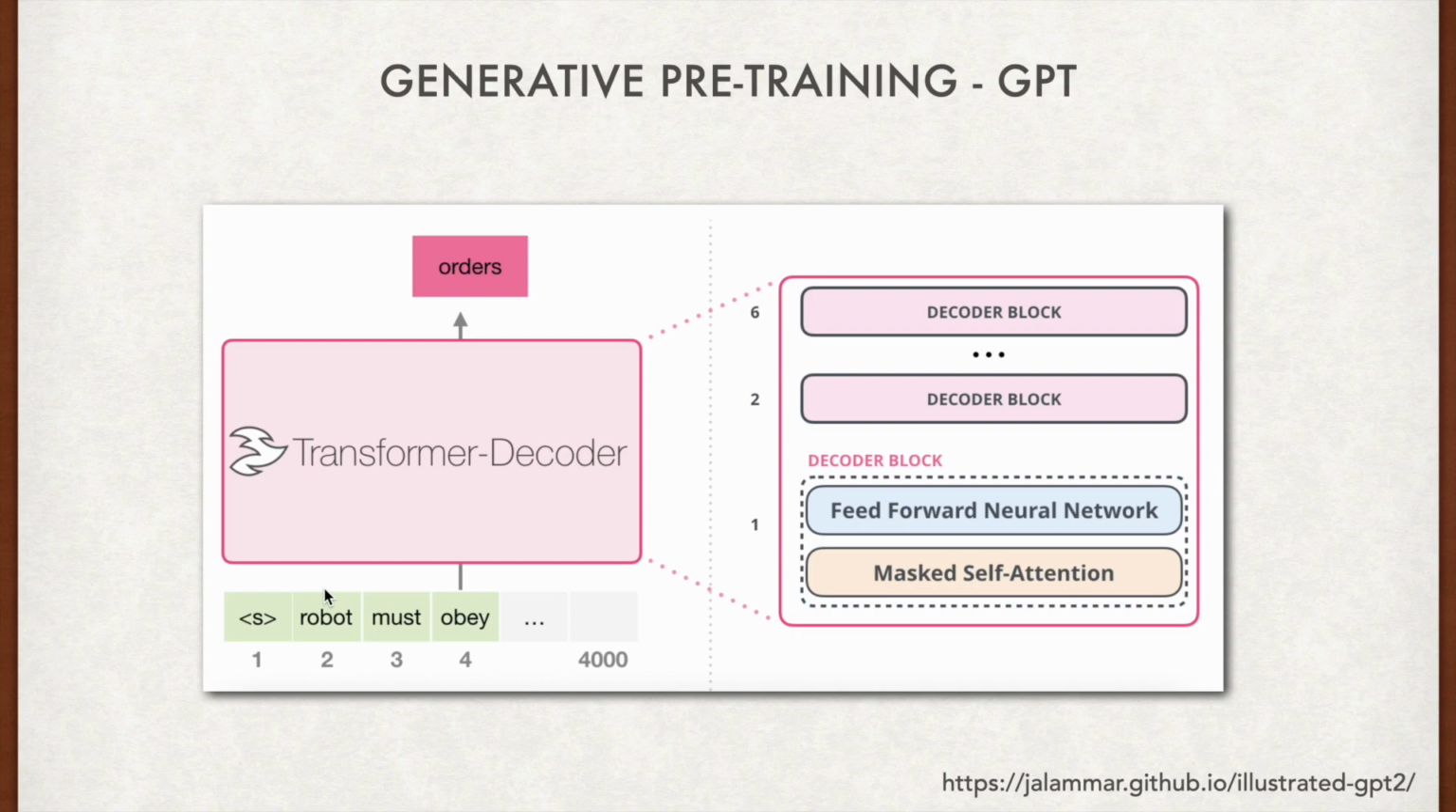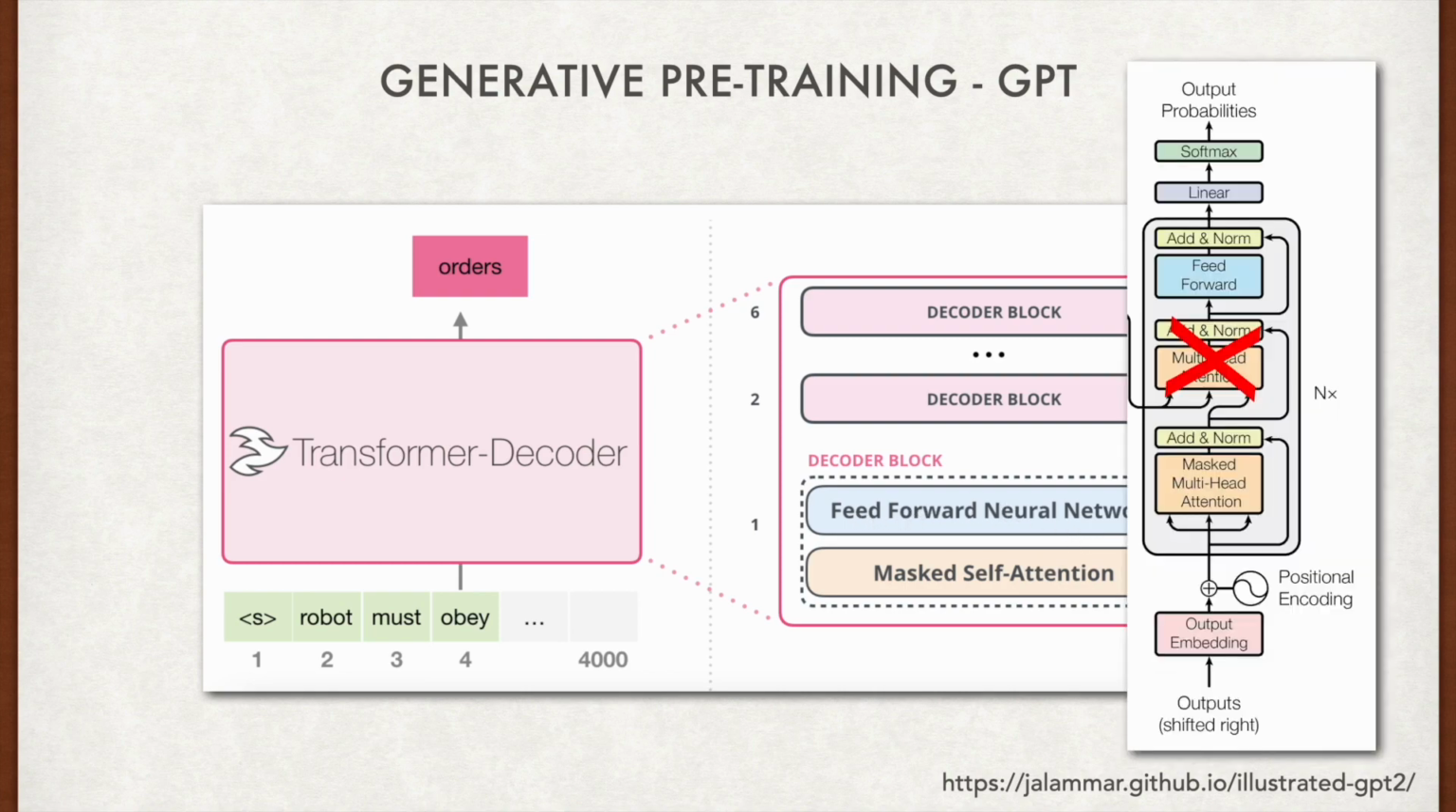To achieve it, the model uses a stack of decoder blocks, each of which consists of a multi-head attention layer and a feed-forward layer on top of it. There are also residual connections and layer normalizations, which are not presented in this visualization coming from the blog of JLMR, but are shown in the original transformer's decoder as add and norm blocks.